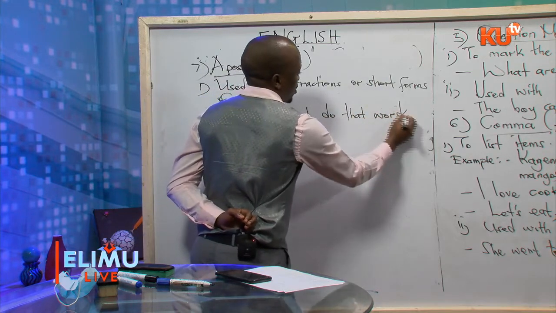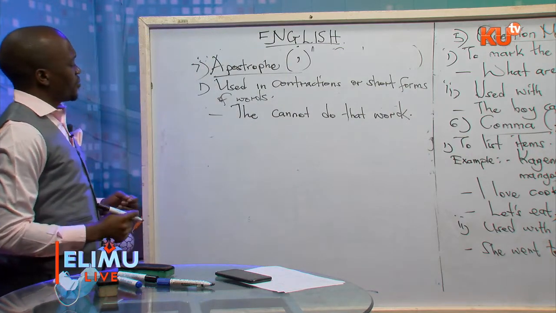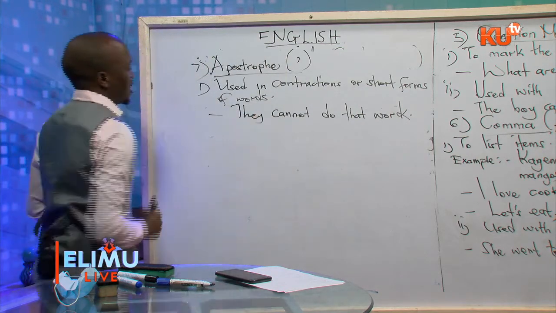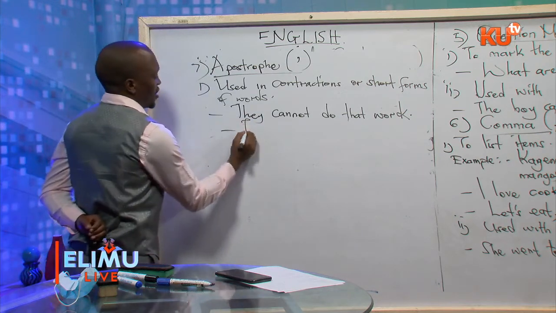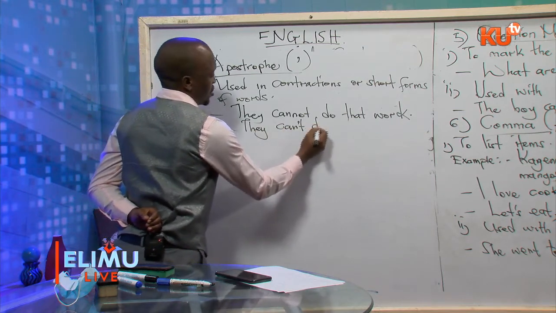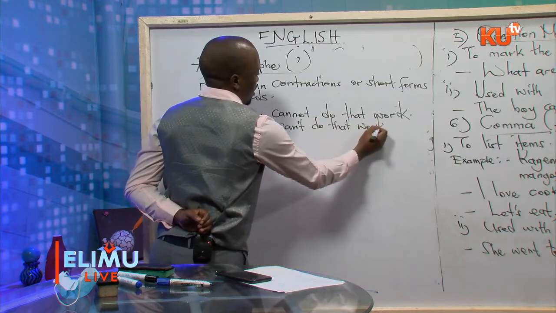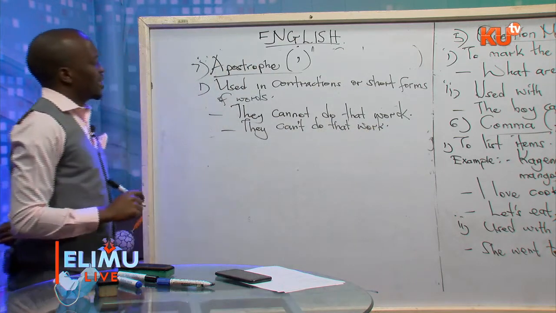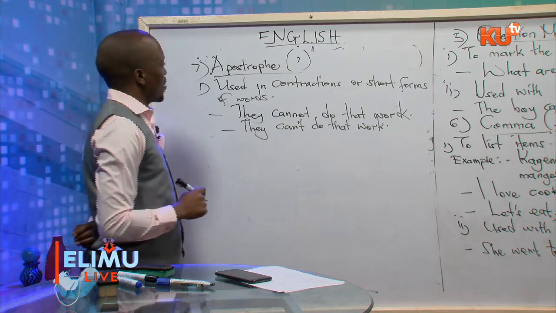they cannot do that work. There are parts of this sentence that we can shorten. We would simply say, they can't do that work. That is very basic and simple use of apostrophe.